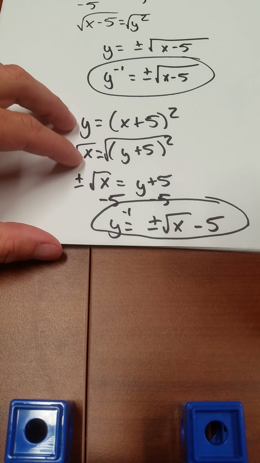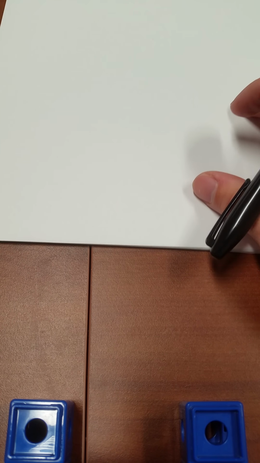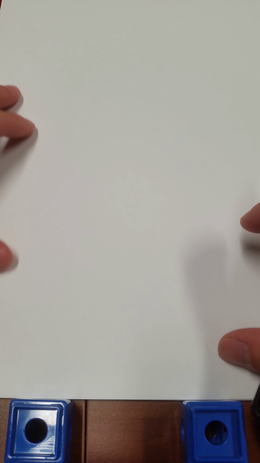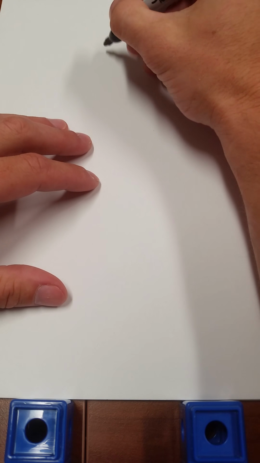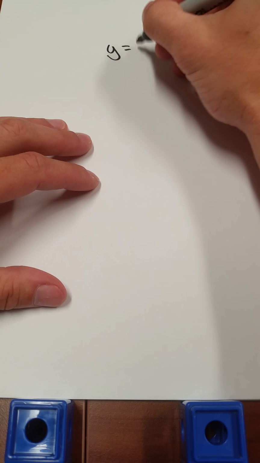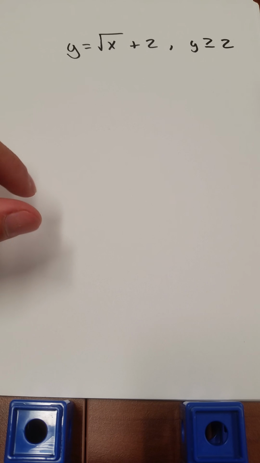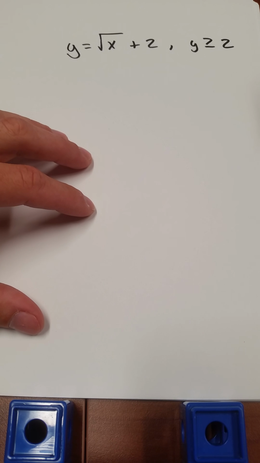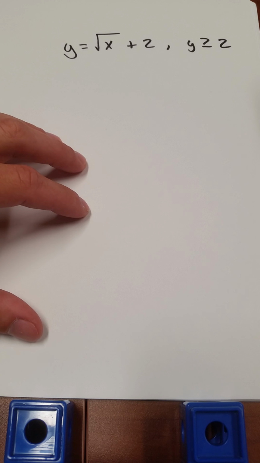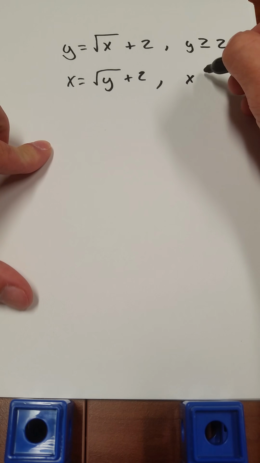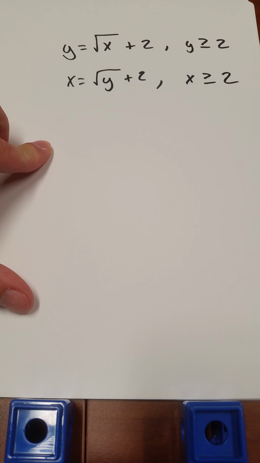One more type of example that I want to give you is what happens when maybe they restrict our domain. Something like that. So here's what happens. Swap x and y. x equals square root of y plus 2. And I actually want you to swap it over here as well. It was a y, so now we're going to make it an x.